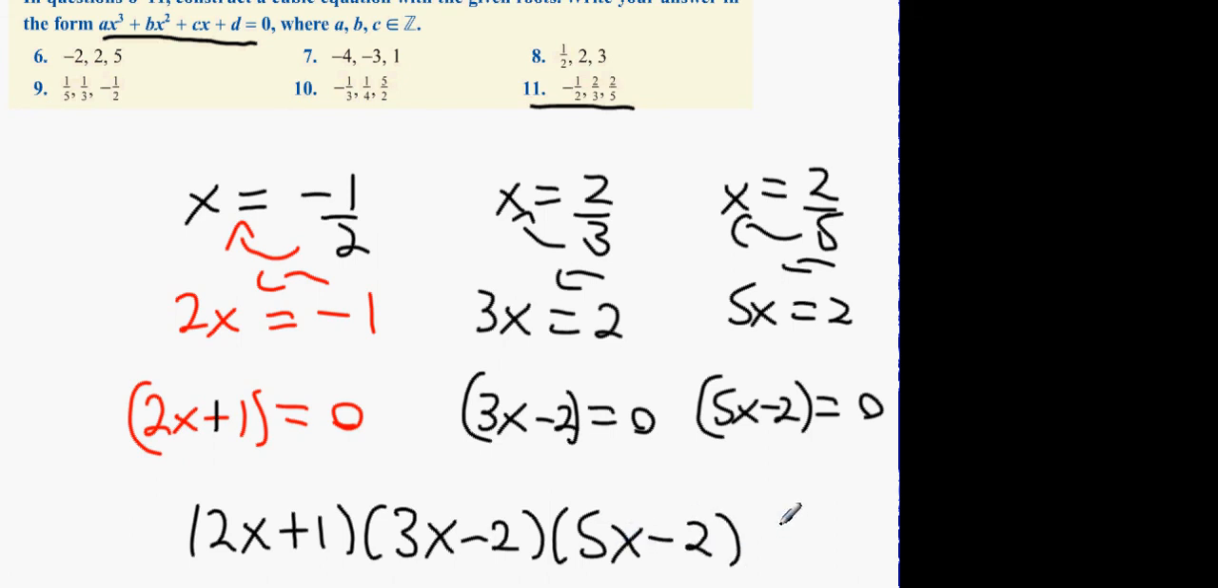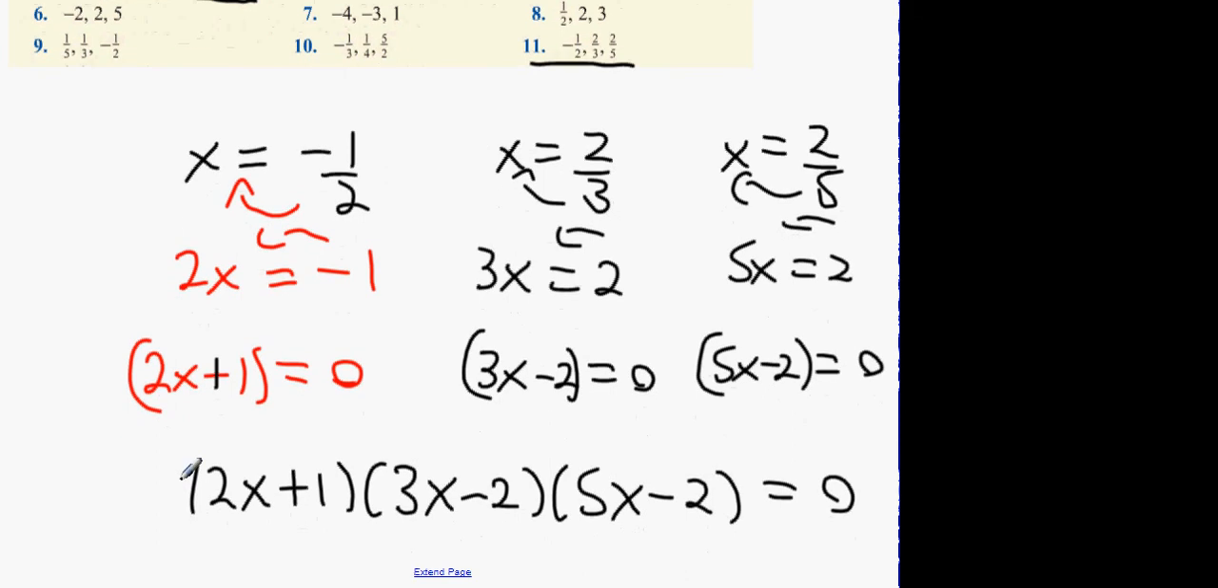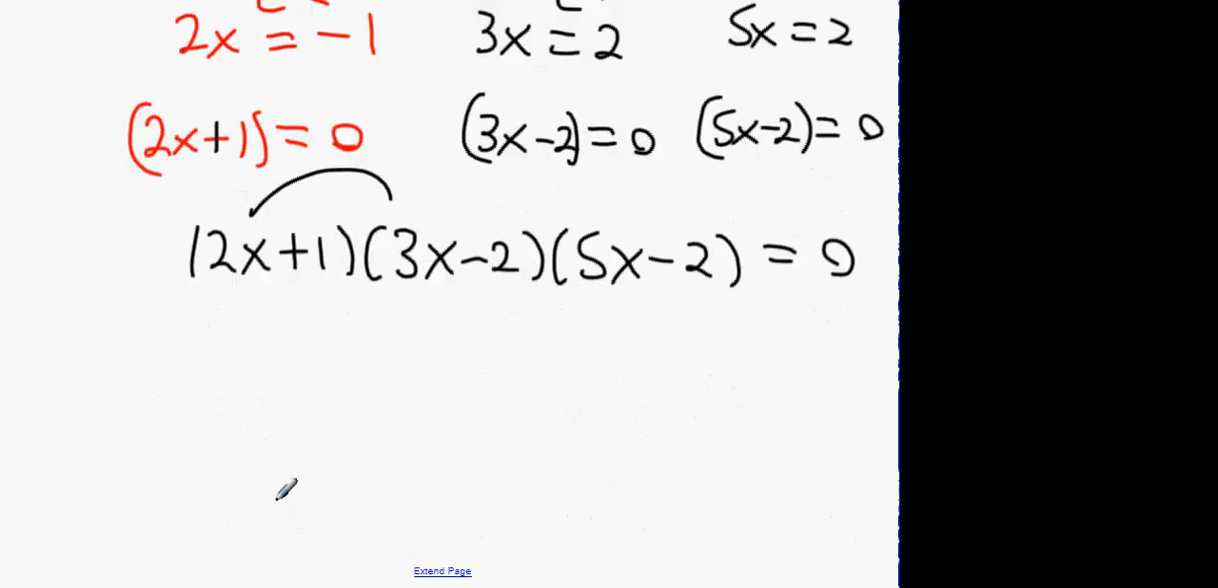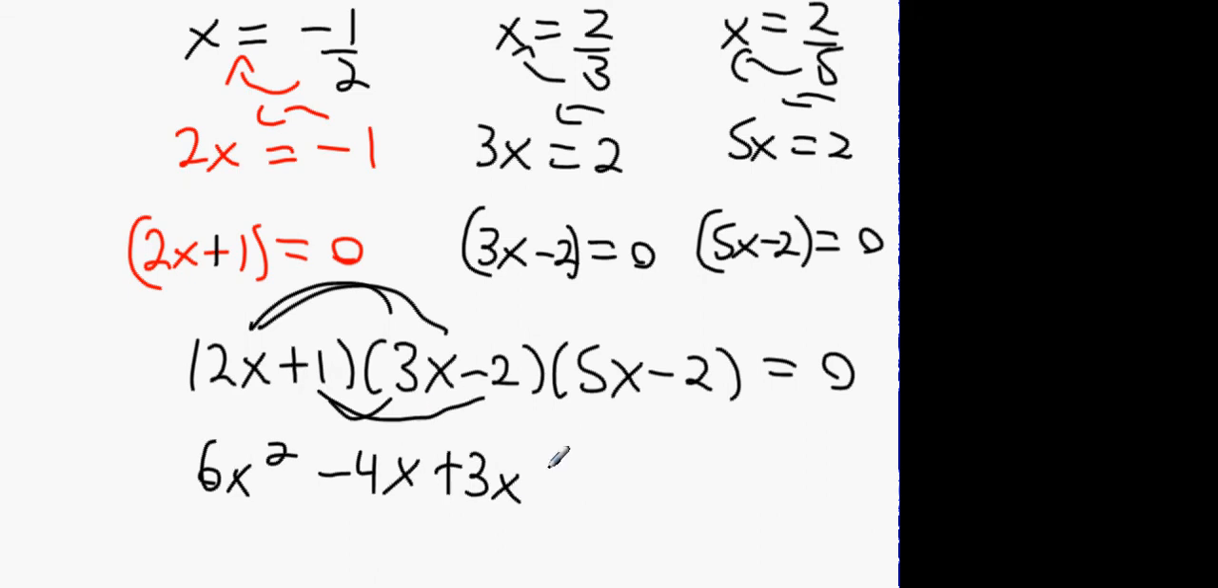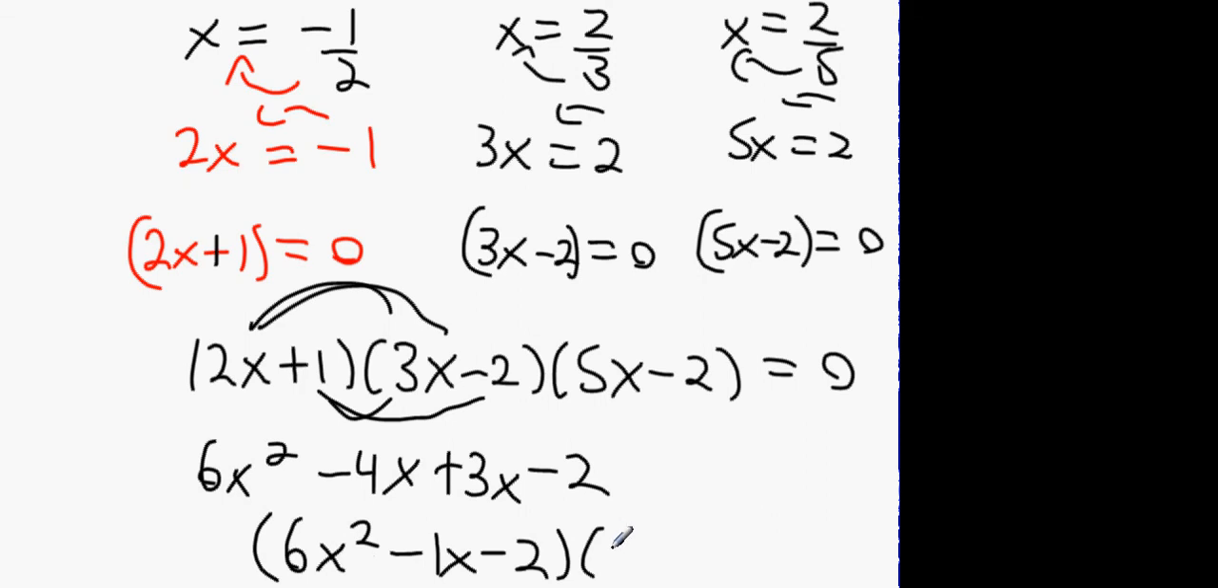So I'm going to do 2x by 3x, which gives 6x squared. 2x by minus 2 is minus 4x. 1 by 3 is plus 3x. 1 by minus 2 is minus 2. I'm just going to write that out a bit shorter: 6x squared minus x minus 2. I still have to multiply by the 5x minus 2. Okay, multiply that in now.